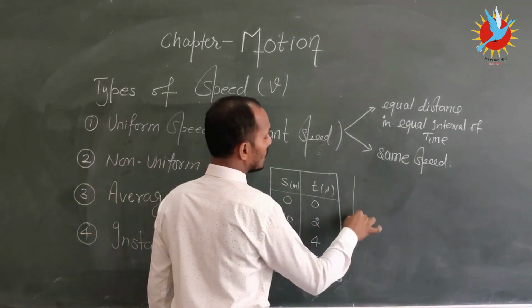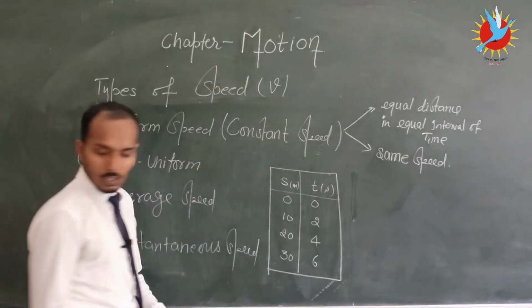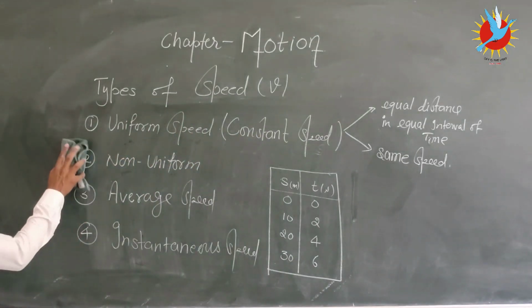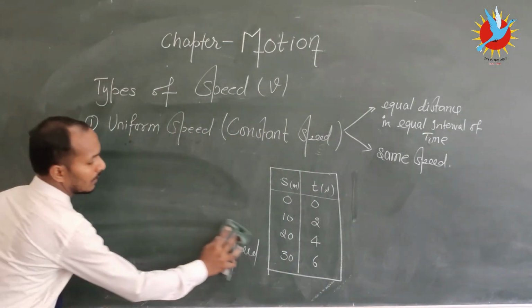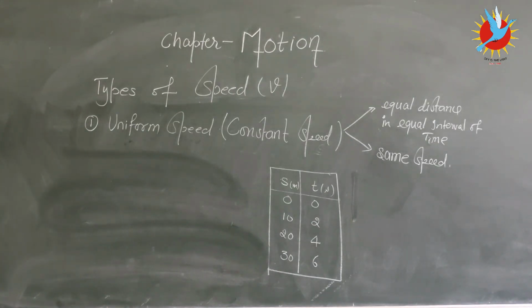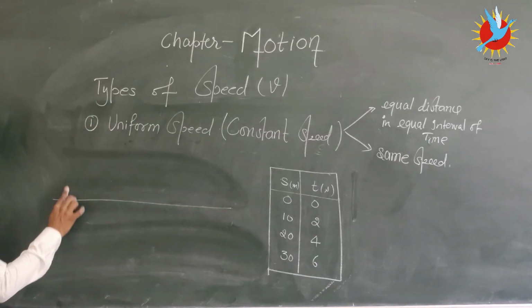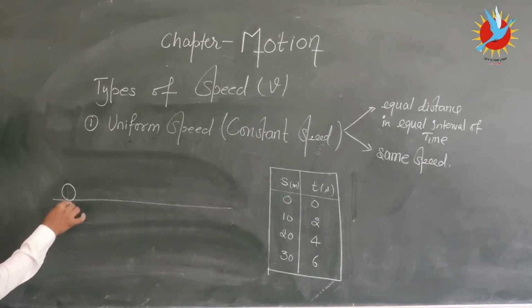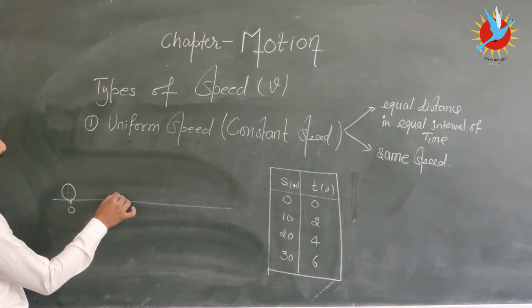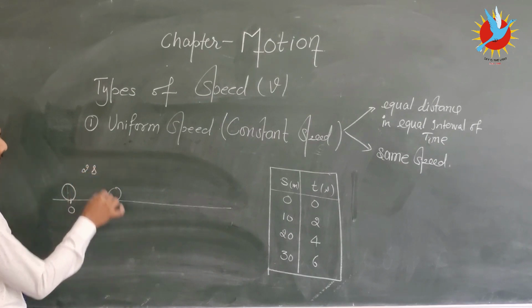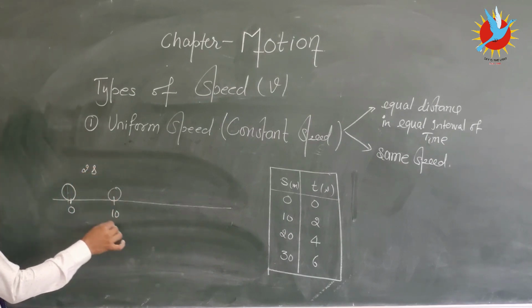It means you can say that the position of the body is here. Okay, its position is at 0, the origin point. After some time, which means 2 seconds, it has reached position 10 meters.